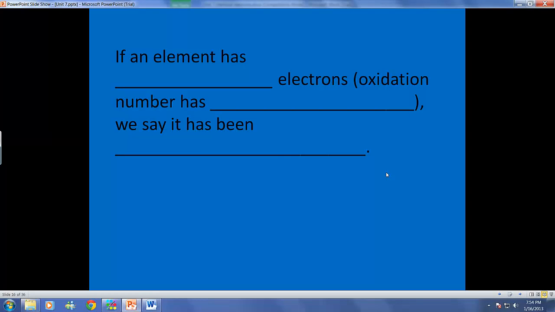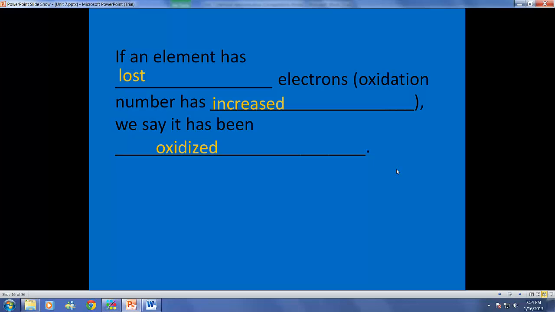Okay, so now what makes it a redox reaction? We have to look at what happens with the electrons. So there's a couple sayings. If an element has lost electrons, what you're going to see is that the oxidation number is going to increase because it's losing a negative. If it loses the negative, the oxidation number becomes more positive. That whole opposite thing is back. So if that happens, we say it's been oxidized.